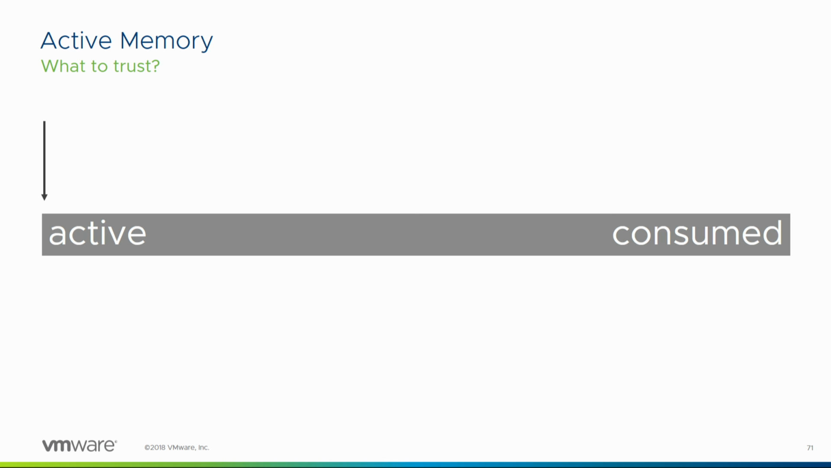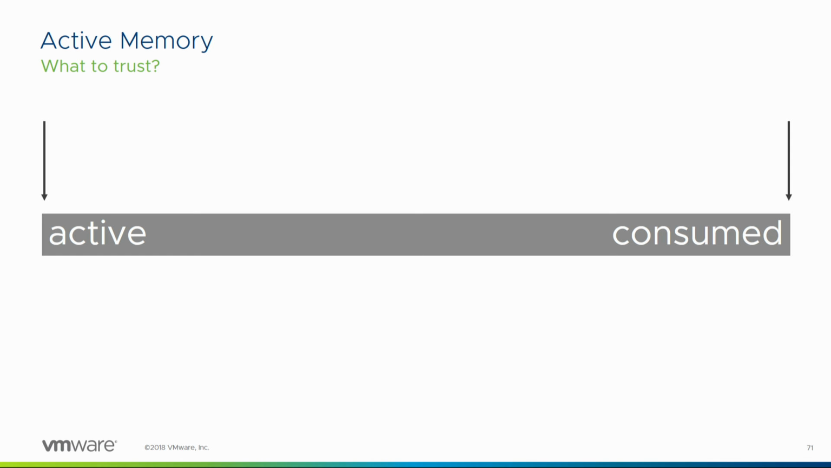Do you look at active? Do you look at consumed? Active is at the lower end of how much memory the VM would need. And you saw this Windows VM there with 0% active. You probably don't want to give that VM 0% memory. So active is not fully truthful in regards to how much memory you actually need.